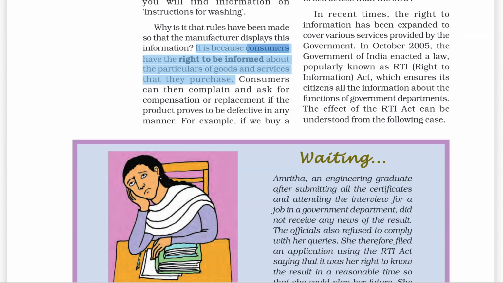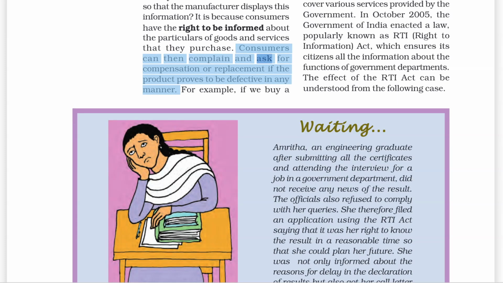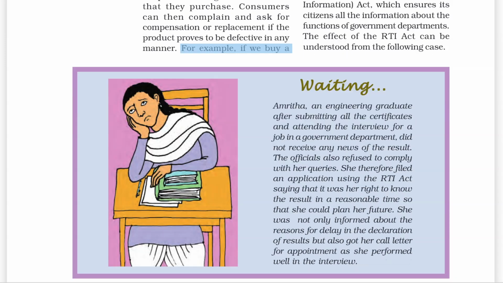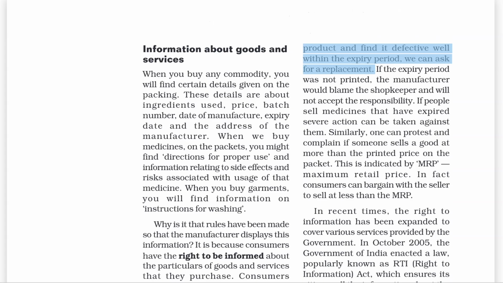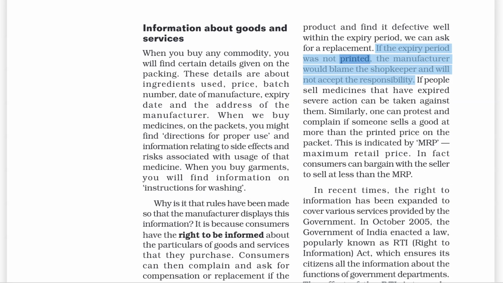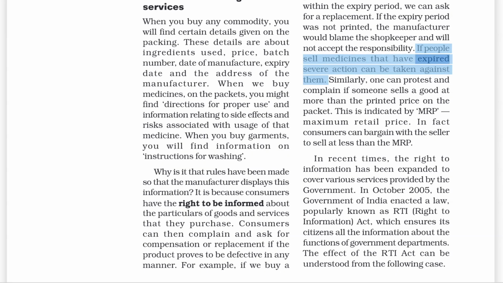It is because consumers have the right to be informed about the particulars of goods and services that they purchase. Consumers can then complain and ask for compensation or replacement if the product proves to be defective in any manner. For example, if we buy a product and find it defective well within the expiry period, we can ask for a replacement. If the expiry period was not printed, the manufacturer would blame the shopkeeper and will not accept the responsibility. If people sell medicines that have expired, severe action can be taken against them.